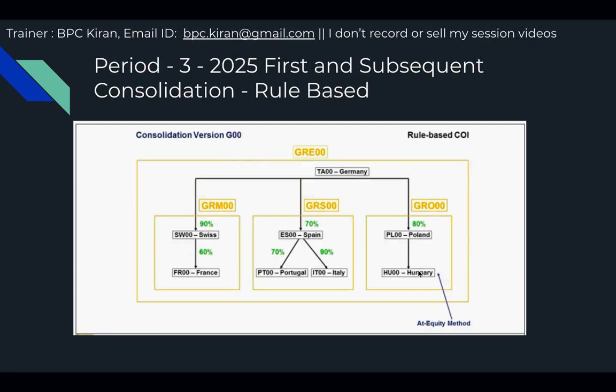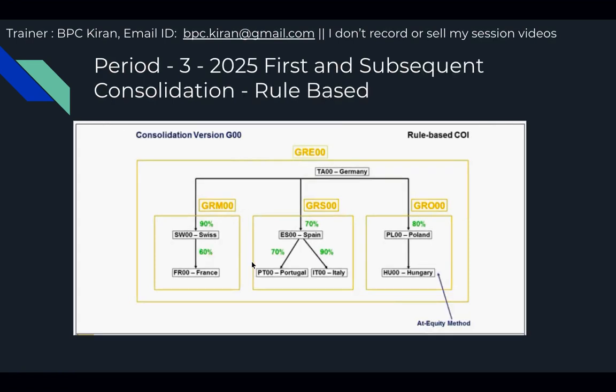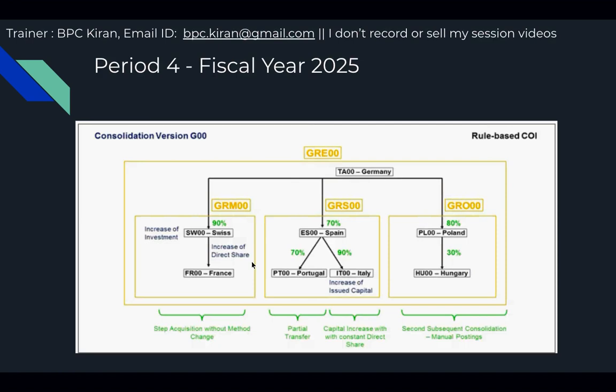So what are those manual entries? How to upload those manual entries? We are going to discuss. And also we are going to execute first consolidation for the Europe group, GRM group, GRS group, all these 4 groups, and period 4 activities. The first period is period 3. First consolidation is completed, subsequent consolidation also completed, and then period 4. We are going to discuss step acquisition in period 4, so the investment increase scenario we are going to discuss.